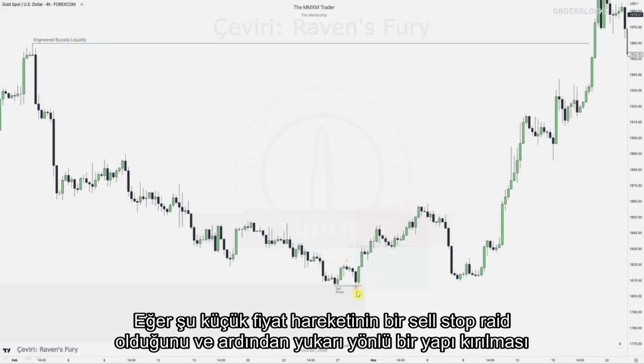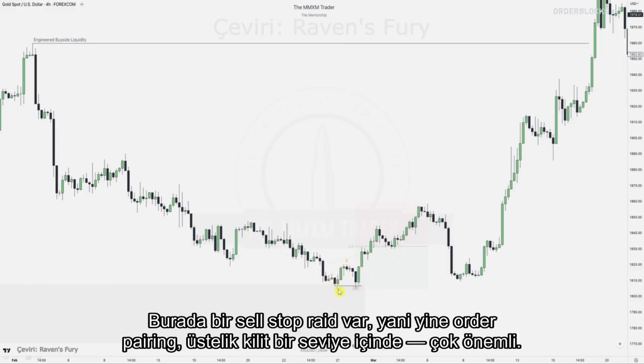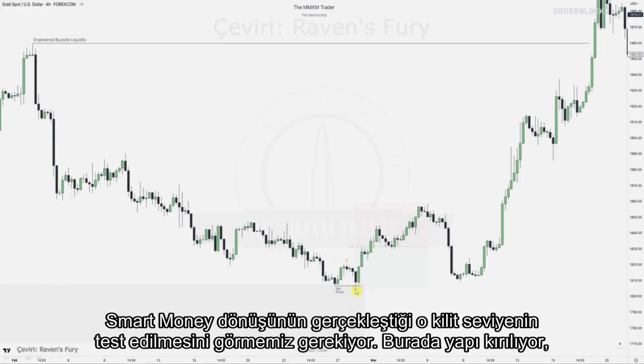Right? If you guessed this little piece of price action is a sell stop raid and then a break of structure upwards, you are very correct and you're on the right way to reading this piece of price action. Over here, sell stop raid, right? Order pairing, once again, inside a key level, very important.